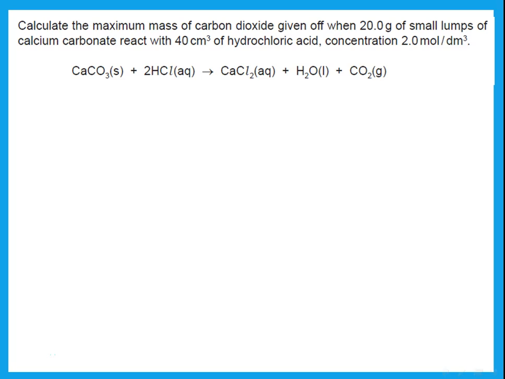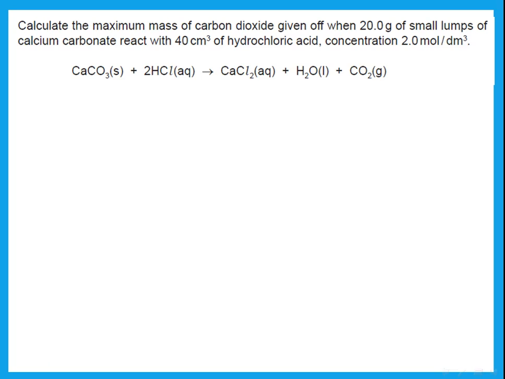Okay, calculate the maximum mass of carbon dioxide given off. So I want the mass of carbon dioxide. When 20 grams of small lumps of calcium carbonate react with 40 centimeter cubed of hydrochloric acid, concentration 2 mole per decimeter cube.